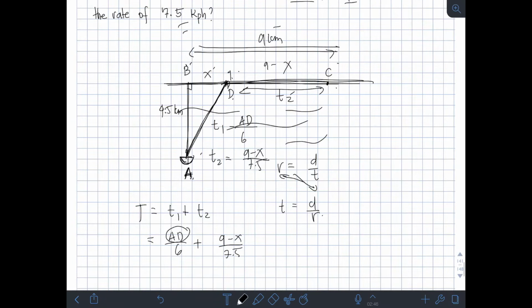Pero itong AD, dapat i-represent natin in terms of x. Kasi itong T2 naka in terms of x na, di ba? So, base dito sa ating nabuong right triangle, masasolve natin itong AD using Pythagorean theorem.